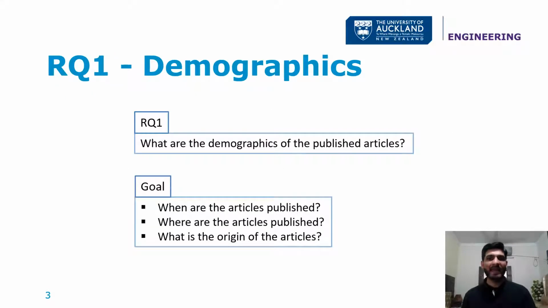So in our mapping study, we have a total of 4 research questions. Our research question 1 aims at the demographics of the published work, with goals of identifying when the articles are published, like reporting the year of publication. Secondly, the venue of the published articles, for example, journal, conference, or workshop. And at the end, the origin of the articles, to showcase whether the article is originating from academia or industry.